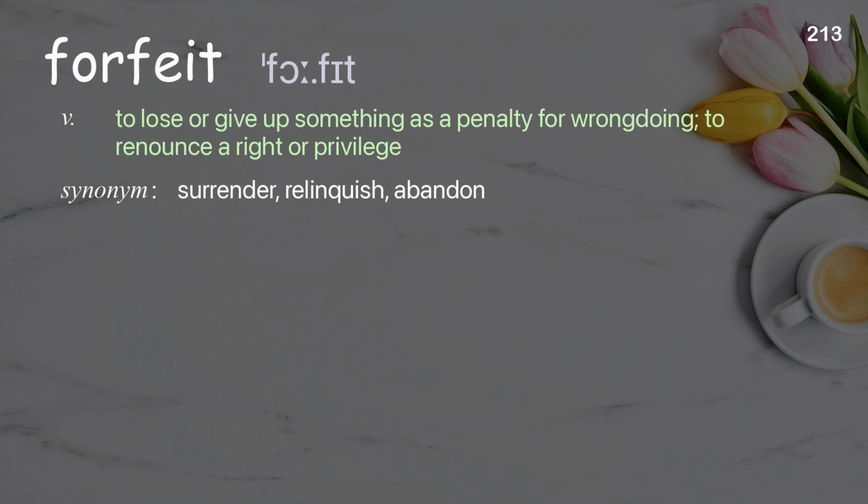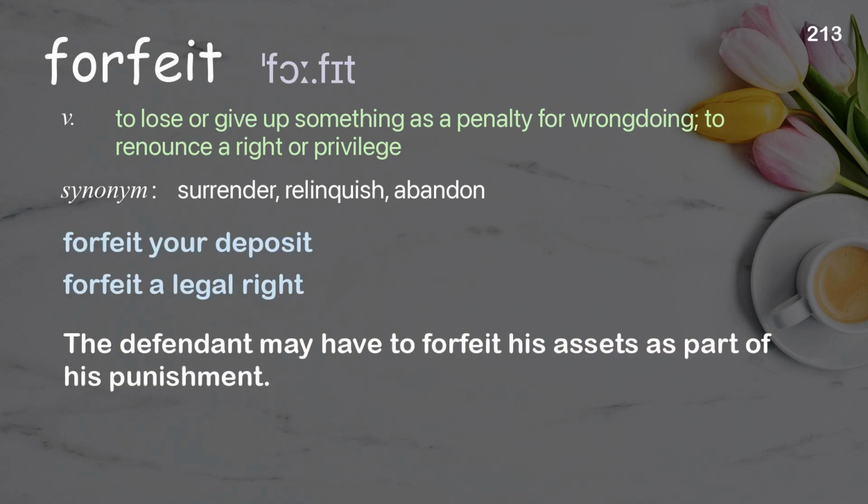Forfeit. To lose or give up something as a penalty for wrongdoing, to renounce a right or privilege. Examples: forfeit your deposit, forfeit a legal right. The defendant may have to forfeit his assets as part of his punishment.